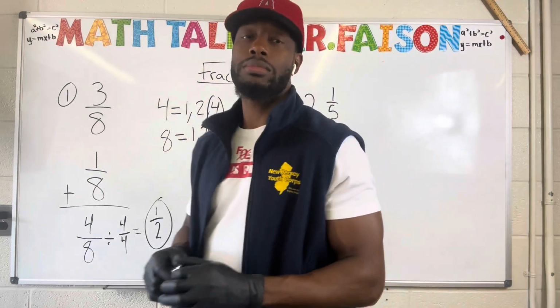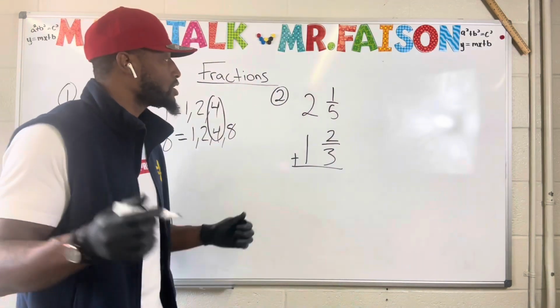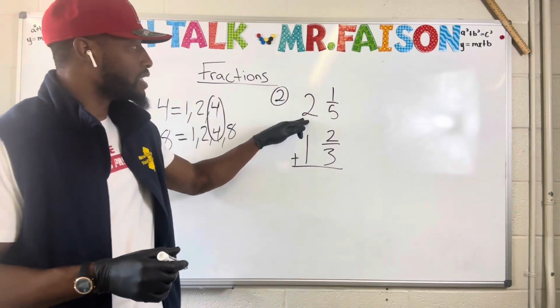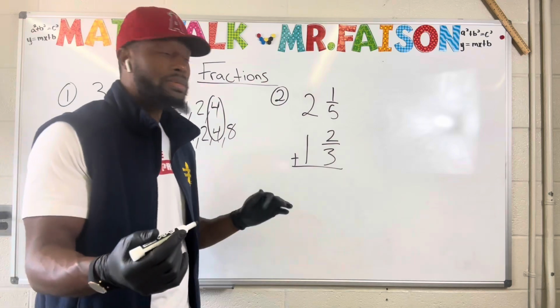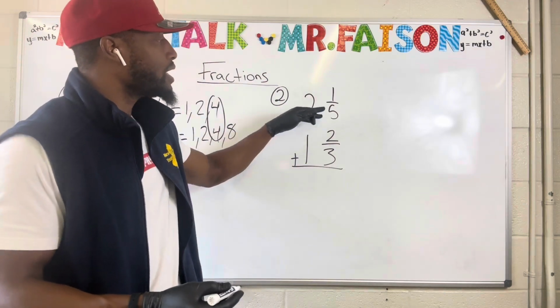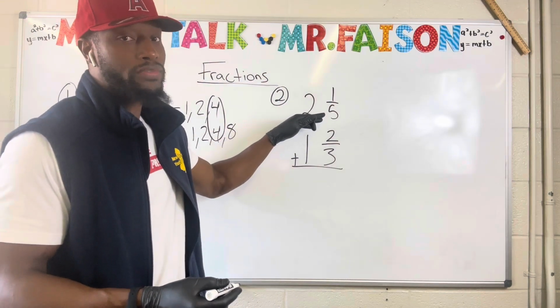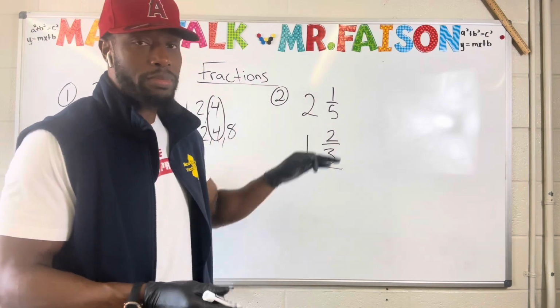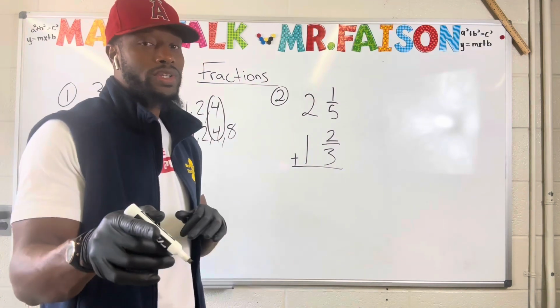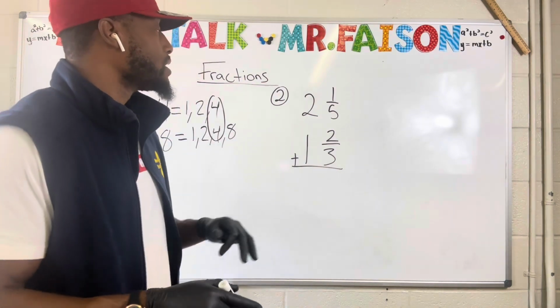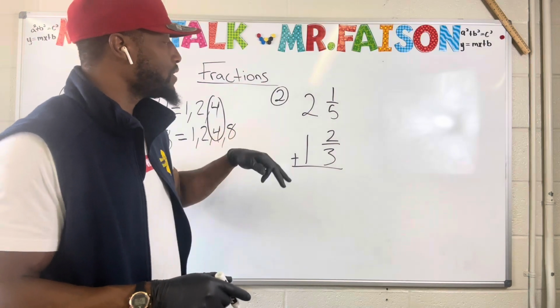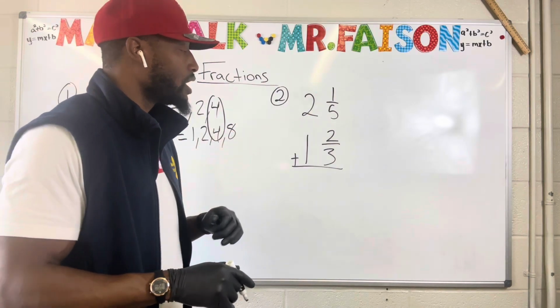Let's move on to problem number 2. Now, I'm looking at 2 mixed numbers. Remember, a mixed number is a whole number and a proper fraction. It has to be a proper fraction. A whole number and an improper fraction does not exist. Hopefully y'all are going to be telling y'all that. So what I have is 2 1/5 and 1 2/3.